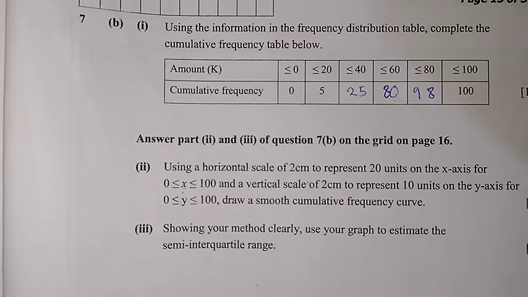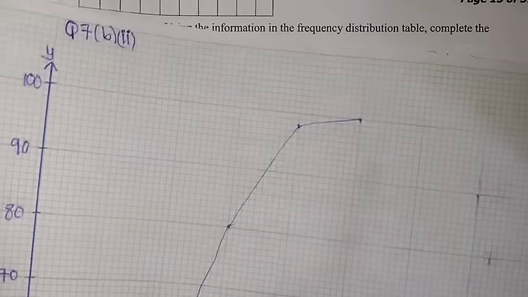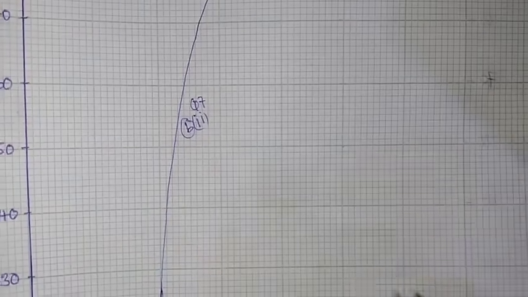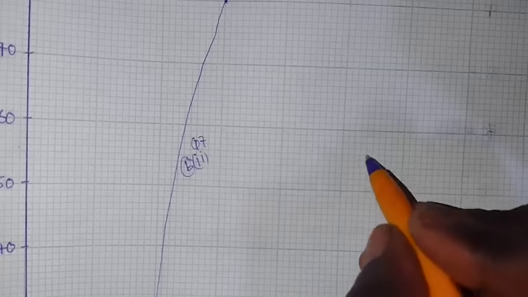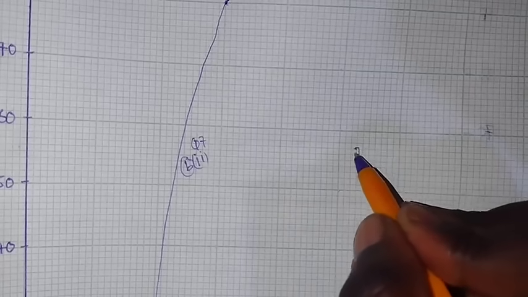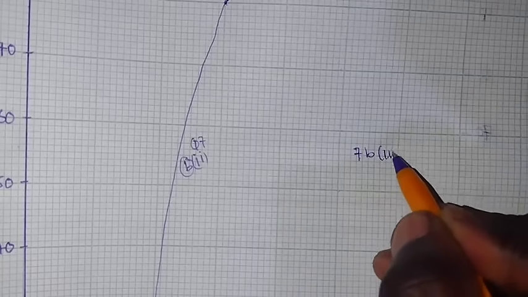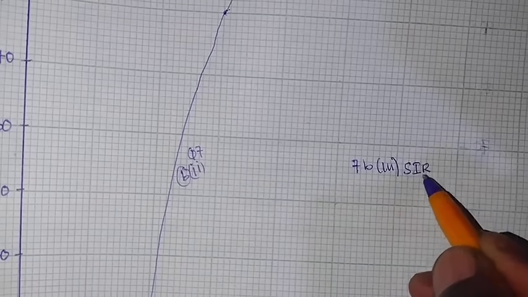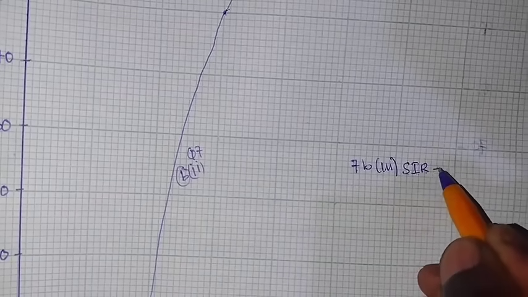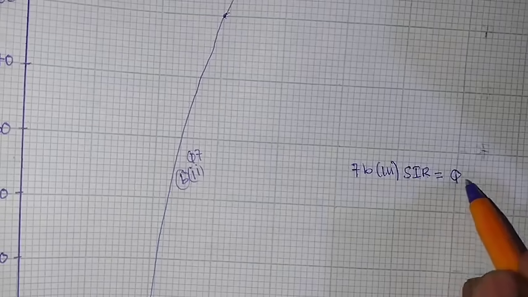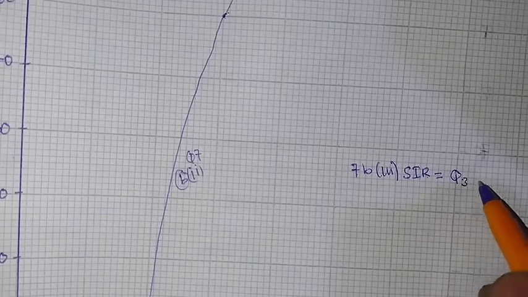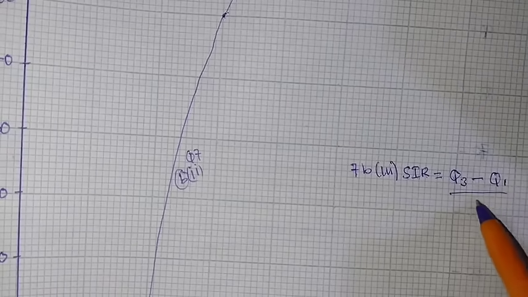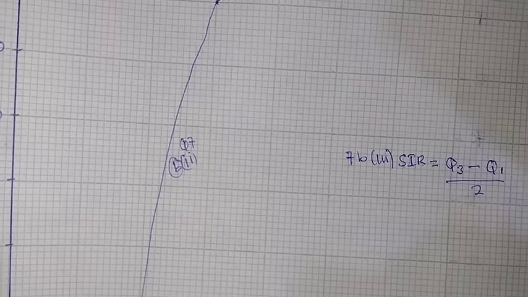So how do we find the semi-interquartile range? We are going to get our graph paper. We are answering for question 7b3. You indicate the semi-interquartile range, SIR, is equal to the upper quartile, represented by Q3, minus the lower quartile, represented by Q1. Then you divide by what? By 2. This is the formula, okay?